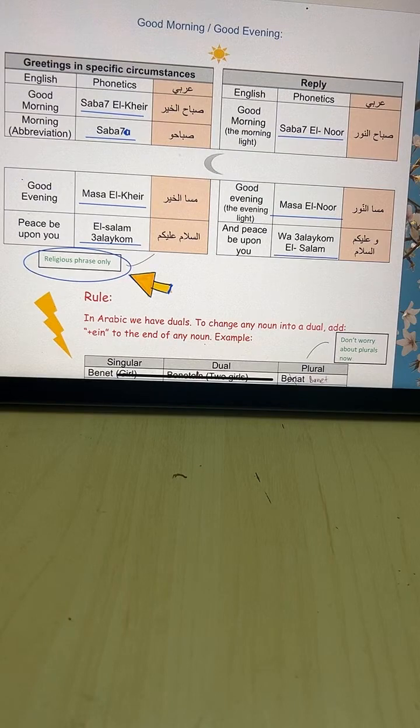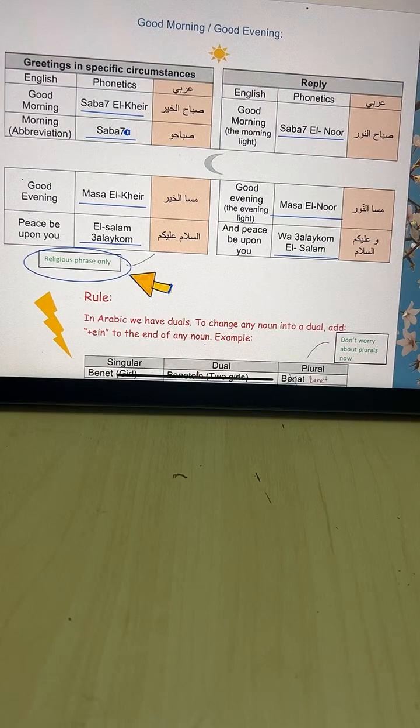So if you're learning Hebrew or Aramaic, you will stumble across the same expression, Shalom aleichem. Actually, it's ha-shalom aleichem, but that's very ancient Hebrew. The reply would be ve aleichem ha-shalom. So it's the same structure as Arabic: ha is al, shalom is salam, aleichem is aleikum.